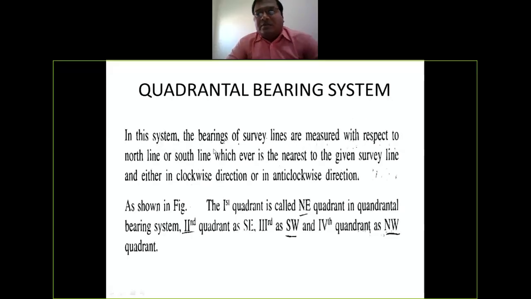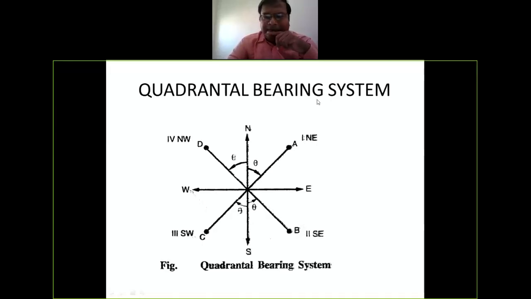Now next one is quadrantal bearing system. So what is that? In this system, the bearing of survey line are measured with respect to north line or south line, whichever is nearest to the given survey line, either in clockwise direction or in anti-clockwise direction. So you can see here, this is the quadrantal bearing system figure. I have divided my whole circle bearing into 4 quadrant. So this is my first quadrant, northeast. You can see this is my second quadrant, southeast. Then third quadrant, southwest, and fourth quadrant, northwest.